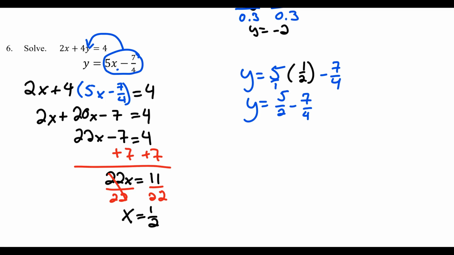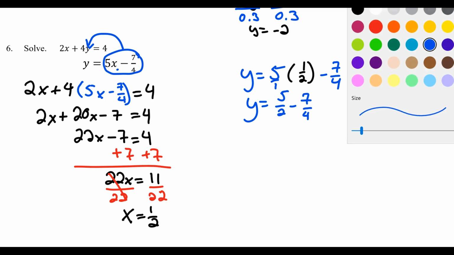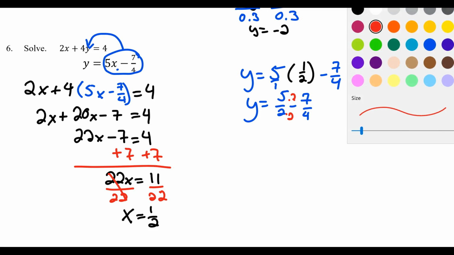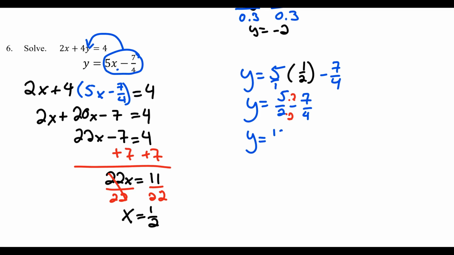Now I have two fractions. I need to find a common denominator, which in this case is going to be 4. I'm going to multiply this one by a 2 to get my 4, and multiply the numerator by a 2 to get my 10. So I get y is equal to 10/4 minus 7/4. Whenever I subtract fractions, remember I just subtract the numerators. 10 minus 7, so y is equal to 3/4. So I have 1/2, 3/4 is a solution.